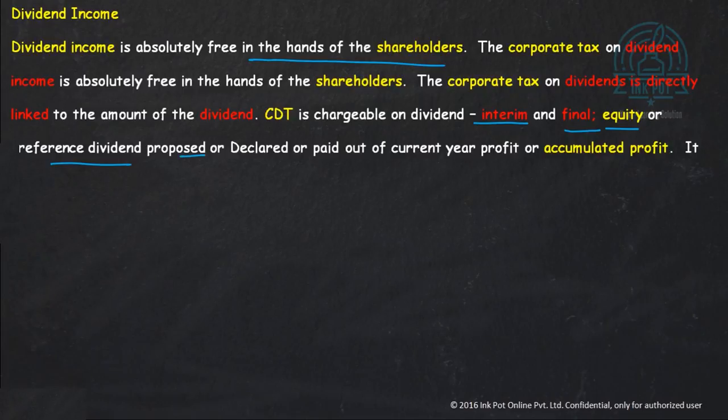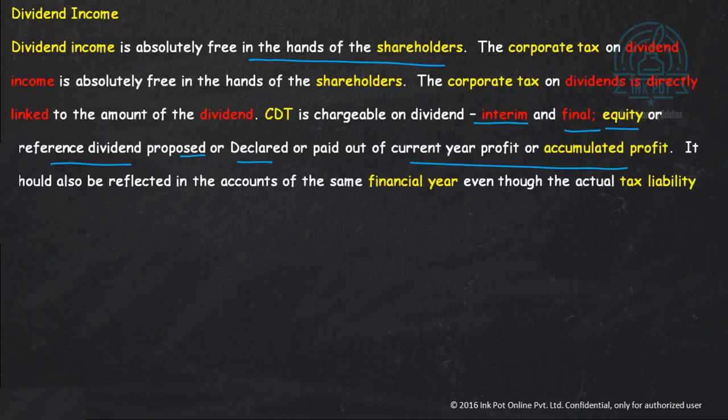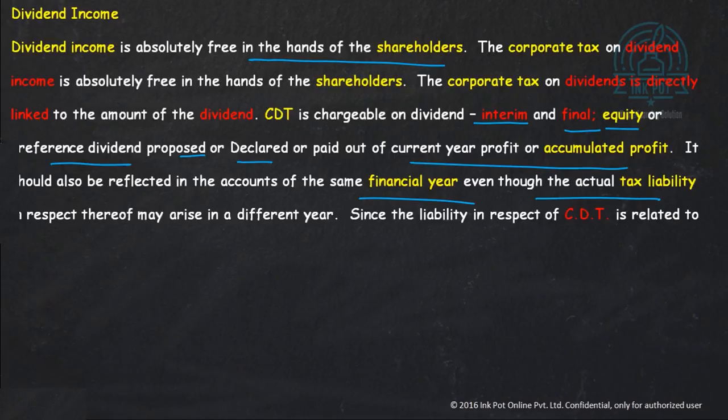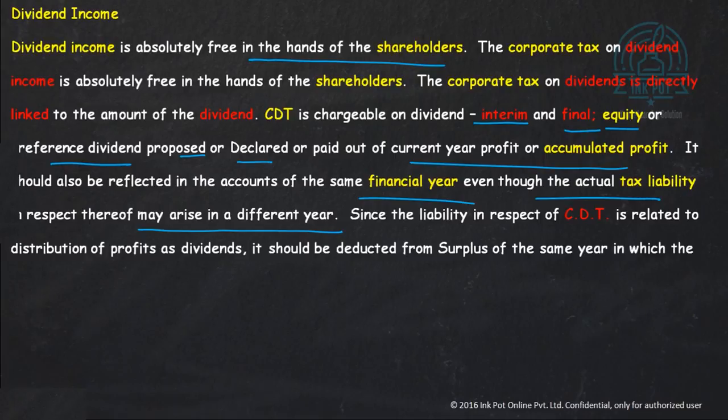either proposed or declared, out of the current year's profit, the amount of CDT is to be appropriated, and it should be reflected in the accounts of the financial year, even though the actual tax liability may arise in a different year, because the dividend is proposed in the previous year but is to be paid in the next accounting year. Since the liability of the CDT is related to the distribution of profit, it should be deducted from the surplus of the same year in which the dividend is declared.